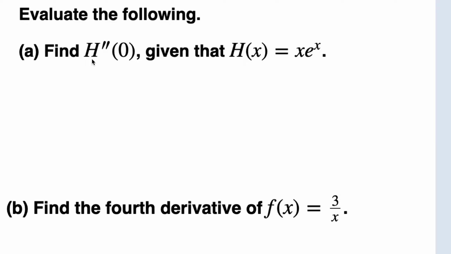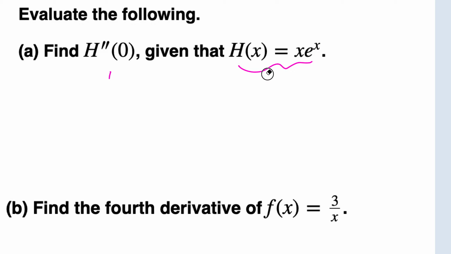Find h double prime at 0 given that h of x equals x times e to the x. So we have a function h which is a product of x and e raised to x, and it wants us to determine h double prime of 0. That means we need to determine the second derivative of this function first, then replace this x by 0. So we need to find the derivative first, then evaluate.